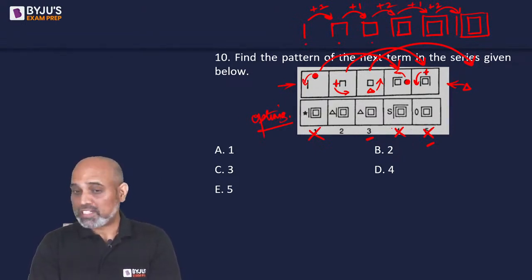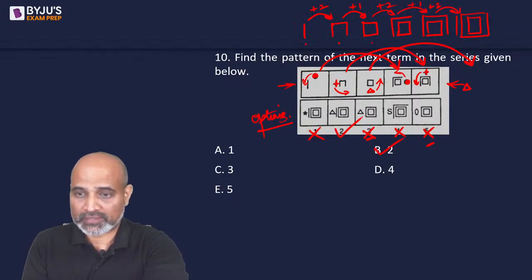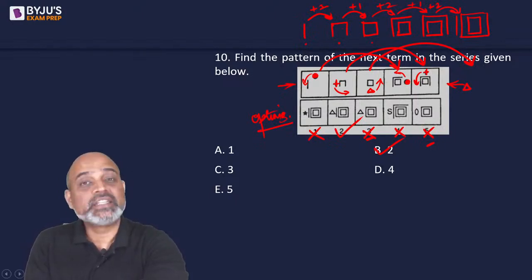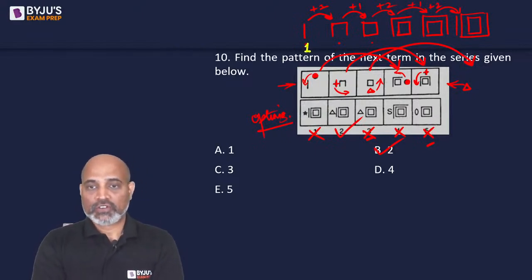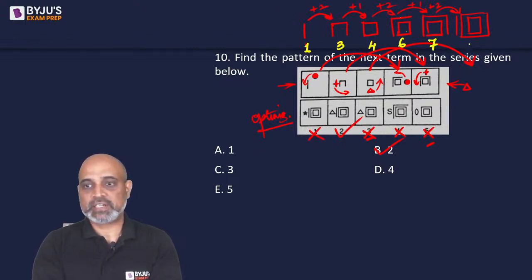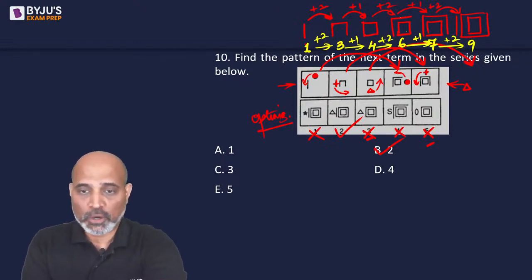So a lot of you were answering third as the answer, but no, it's going to be B, second. Second is going to be the answer. Outer line will be there. Good. Okay? One segment, three segments, four segments, 4 plus 2, 6 segments, plus 1, 7 segments. Then you're supposed to have 9 segments. 2 ka increase, 1 ka increase, 2 ka increase, 1 ka increase, 2 ka increase. Clear? I hope.